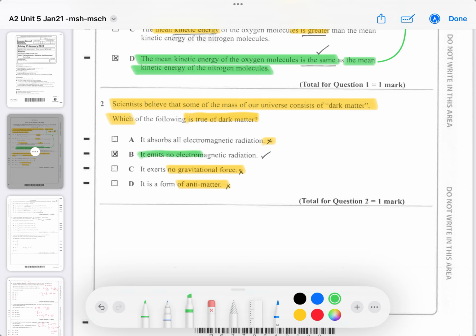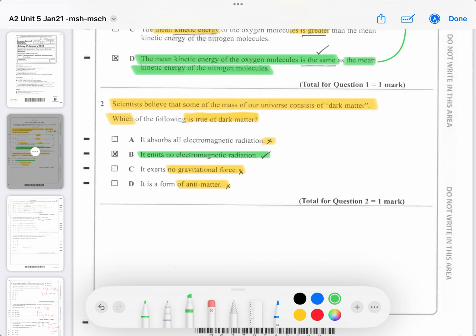But it emits no electromagnetic radiation, just the same as it doesn't absorb any electromagnetic radiation. It will therefore not emit electromagnetic radiation. So it has some kind of gravitational effect, or appears to, and it does not interact electromagnetically. So they call it dark because it doesn't interact with the electromagnetic force, and they call it matter because it seems to create some of the qualities that matter creates, like gravitational fields. Okay, hope that makes sense. So this is a really good question for you to understand the concept of dark matter better.